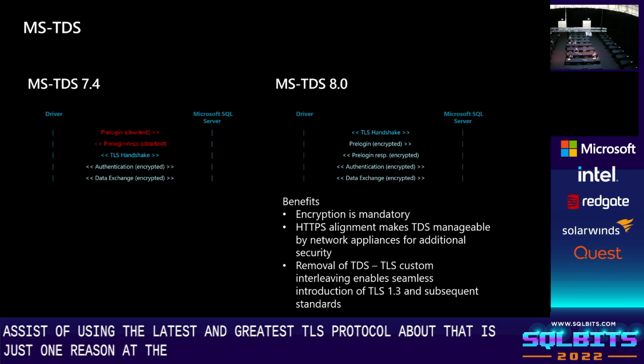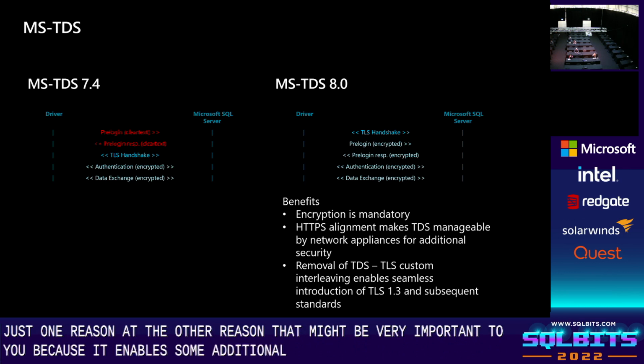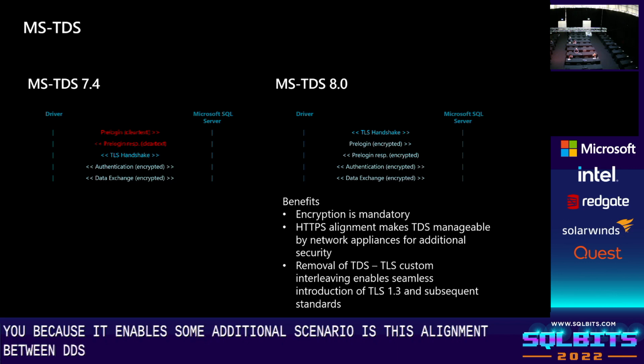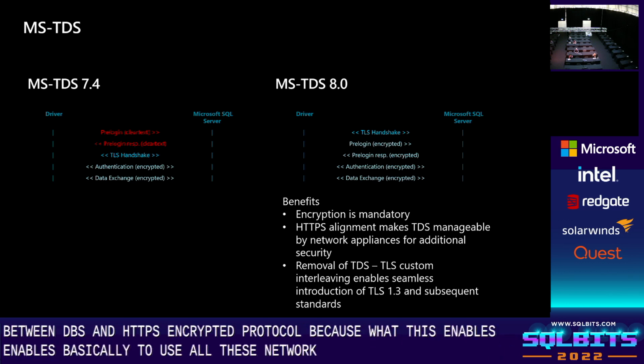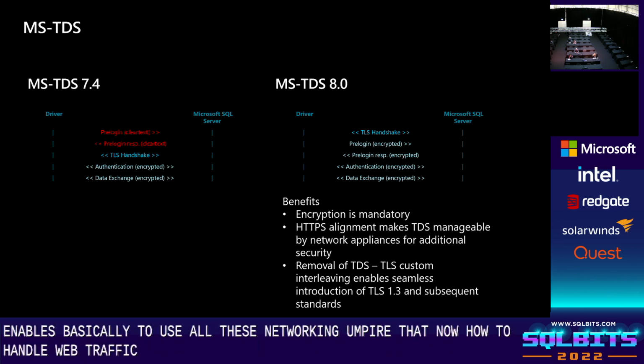The other reason, which might be very important to you because it enables some additional scenarios, is the alignment between TDS and HTTPS as encrypted web protocols. This enables the use of all the networking appliances that know how to handle web traffic very well, to use all of their capabilities for TDS as well.